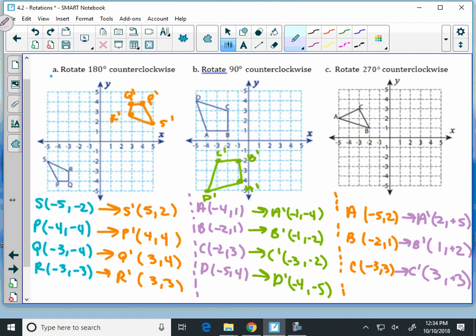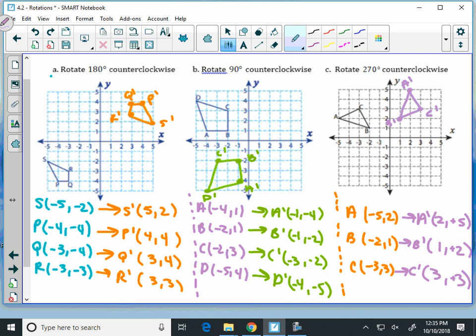2, 5. Move A prime. 1, 2. Move B prime. And 3, 3 is C prime. And there we go. Turned it 270 degrees about the origin. Questions over there? Not too bad, you just have to write down your points and remember those rules.